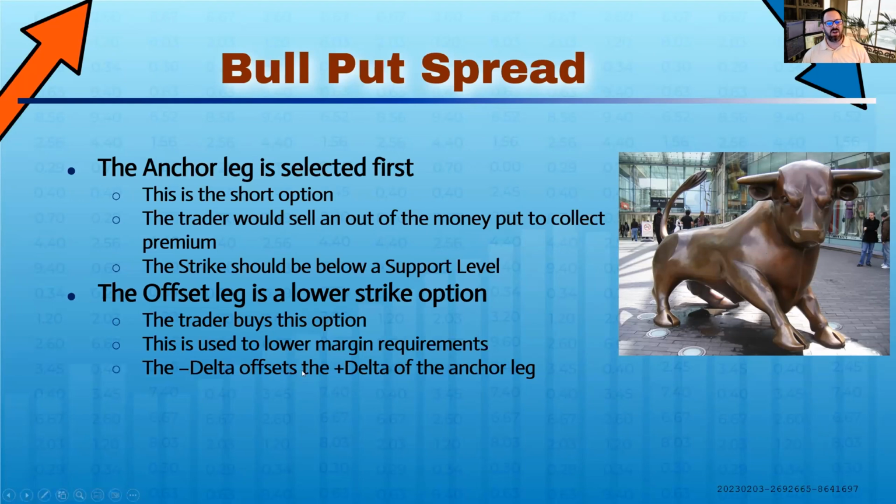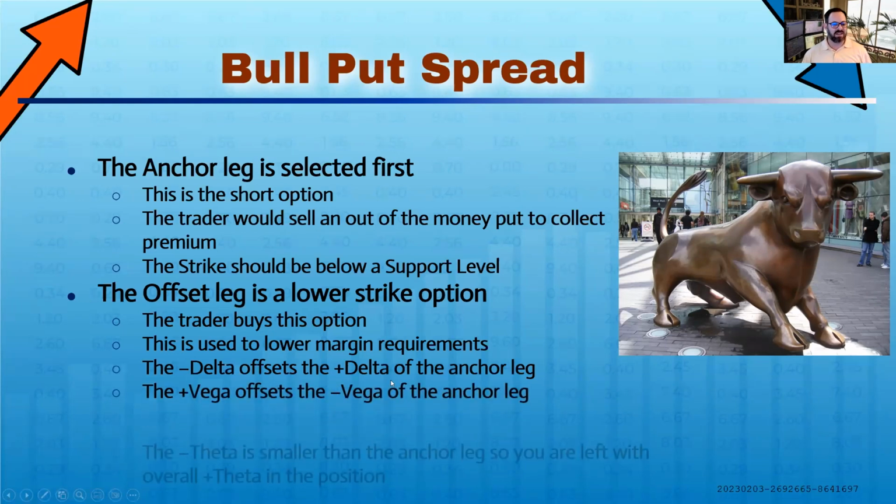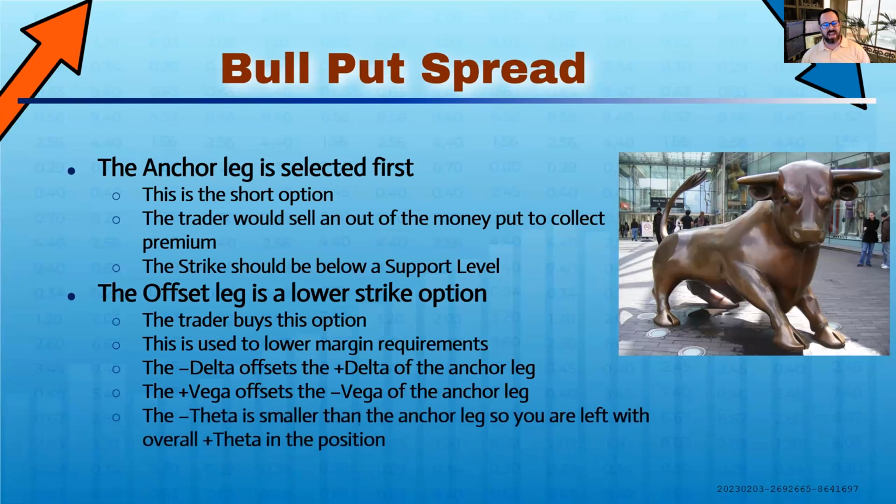Anyway, the delta offsets the delta of the anchor leg, the vega offsets the anchor leg, and the theta offsets the anchor leg, but it will not offset it as much. So you will profit from theta overall as time decays.